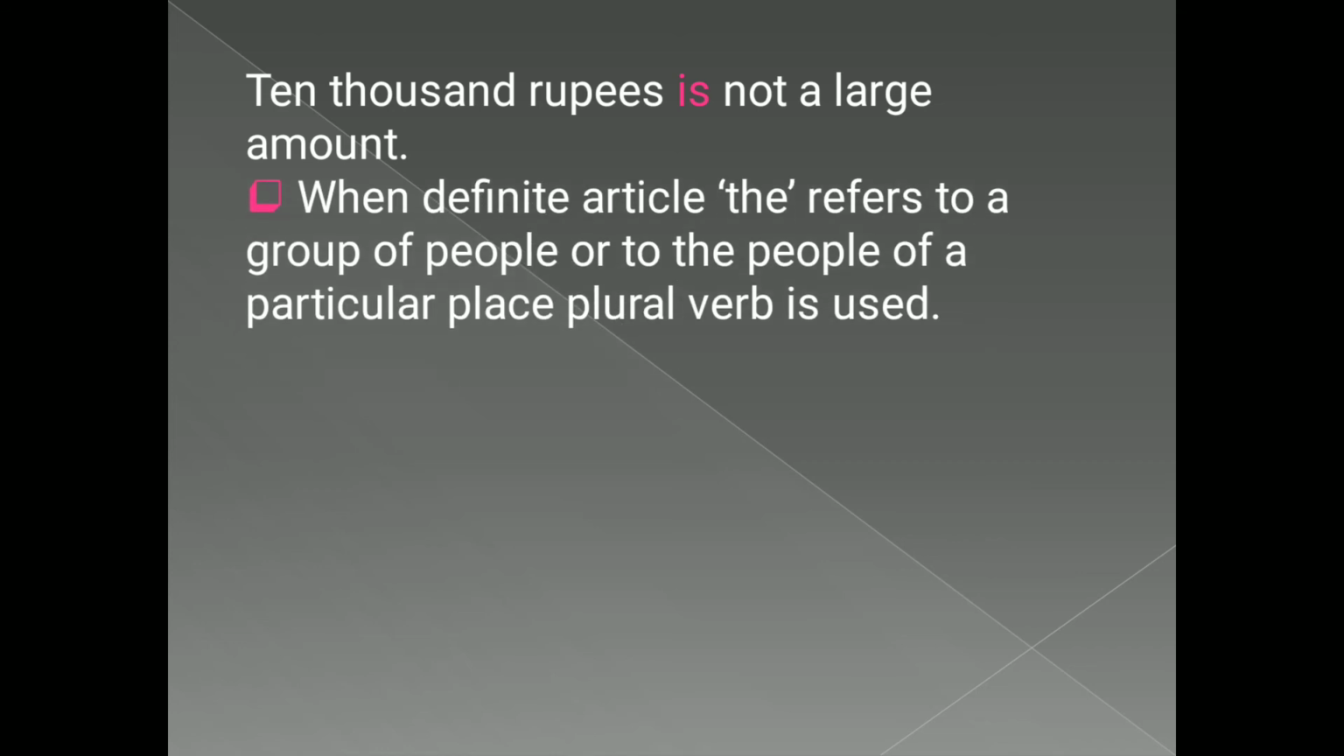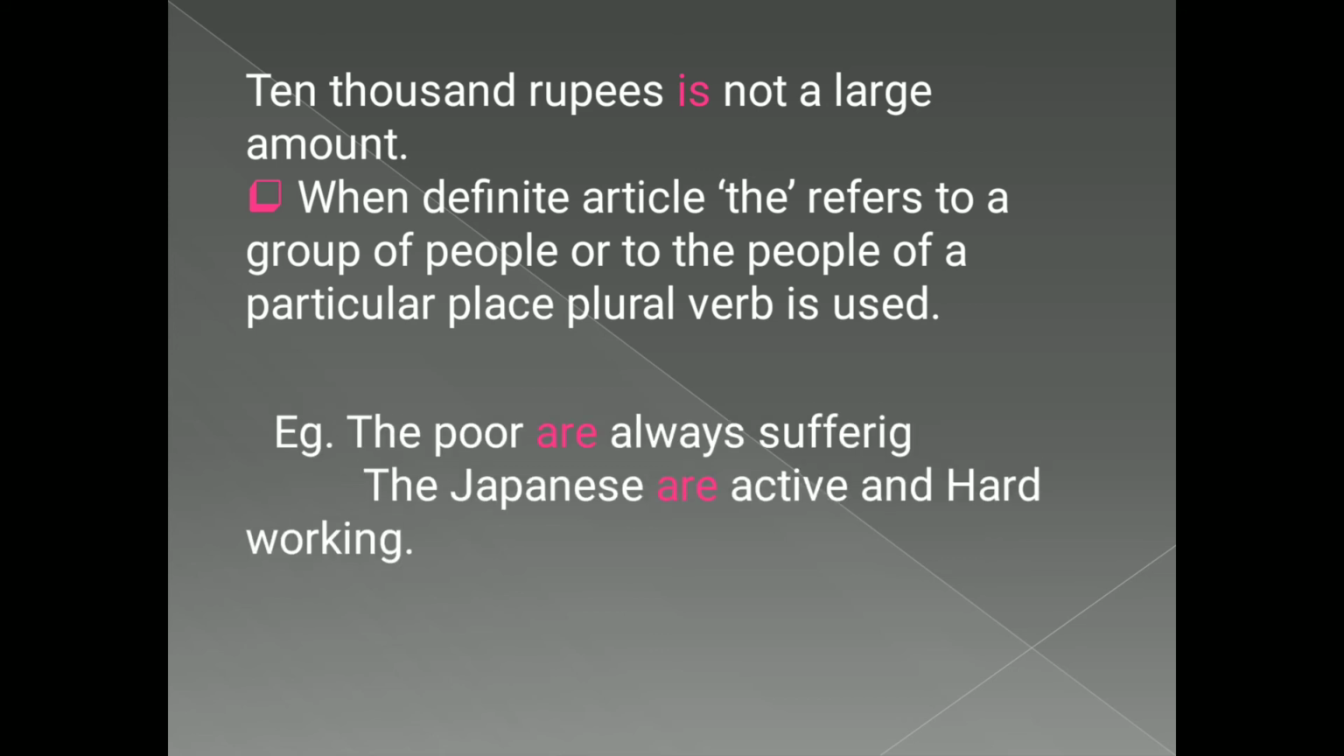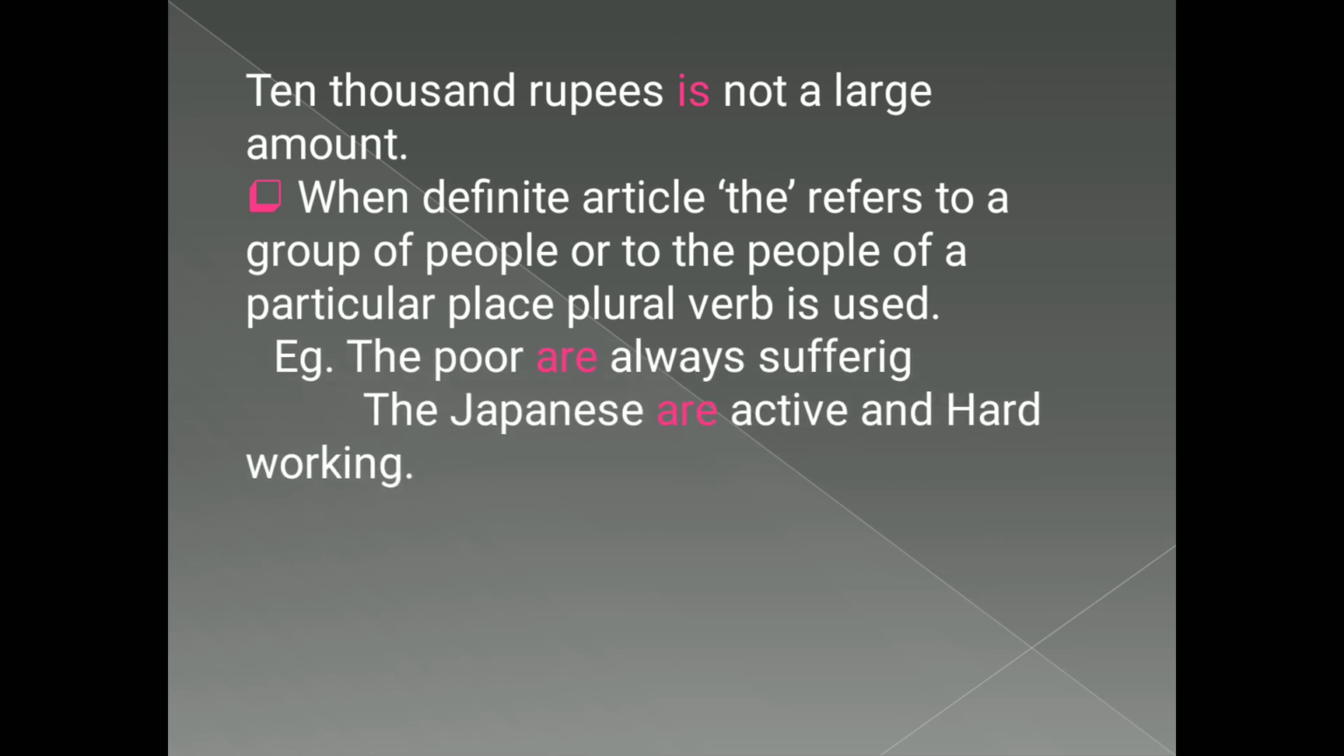So when the definite article the refers to a group of people or to the people of a particular place, you should use a plural verb. Look, the poor are always suffering. So the poor, in the sense, is referring to a group of people and not the individual. That is why we are using a plural verb. The Japanese are active and hardworking.